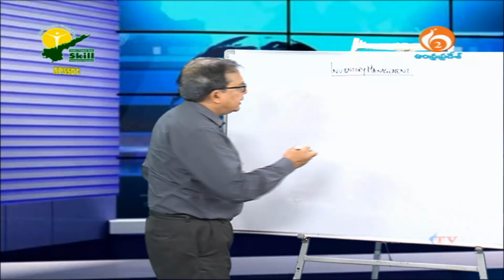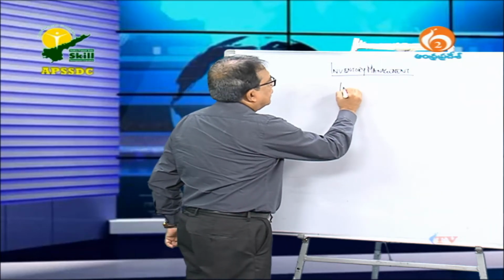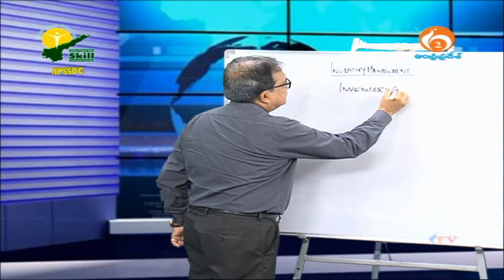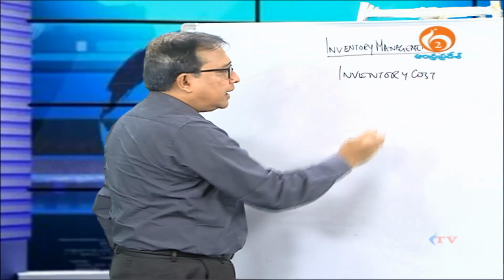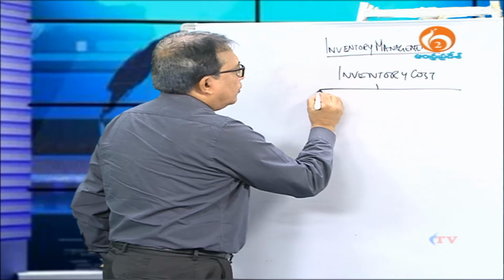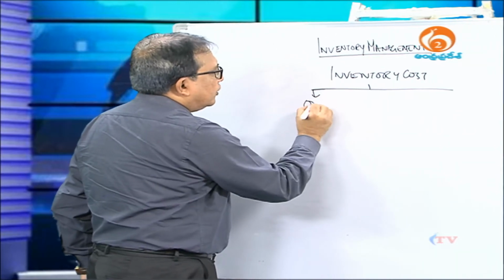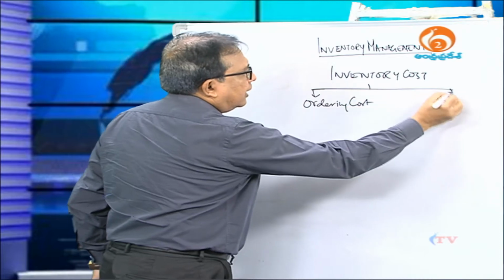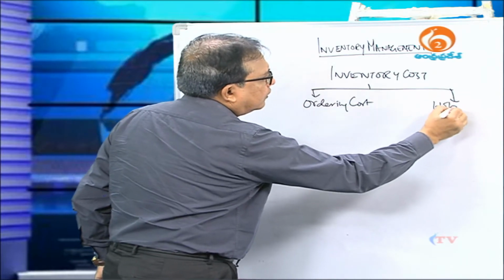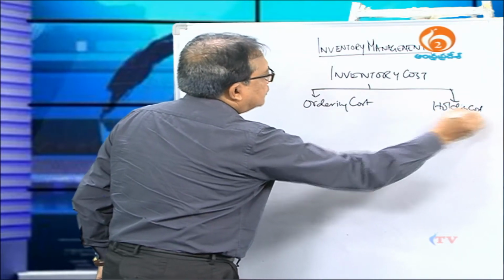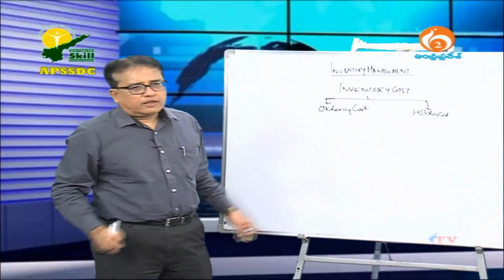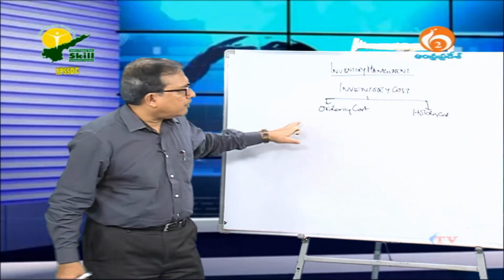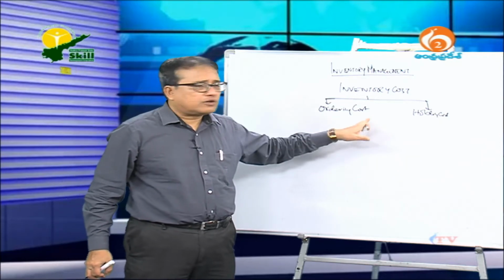So, there is something which is called inventory cost, and we have discussed last time, we have an ordering cost and we have a holding cost. Ordering cost, I do not want to extend on this, because we have already discussed in the last session what ordering cost is.